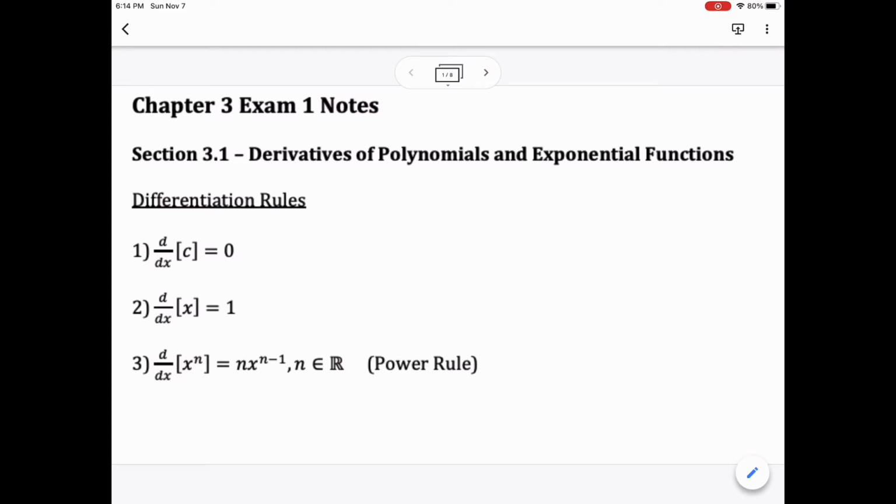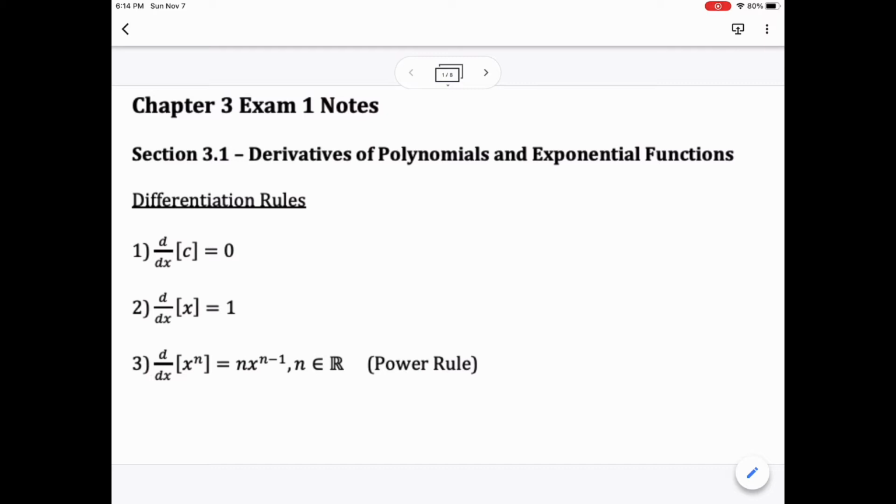Welcome to section 3.1. We're going to talk about derivatives of polynomials and exponential functions. So here are some rules to follow. The first one is if I'm taking the derivative with respect to x and I have some other variable or number, which is represented by c, that will always result in a derivative of 0. If it's x just by itself, it will always result in the value of 1.